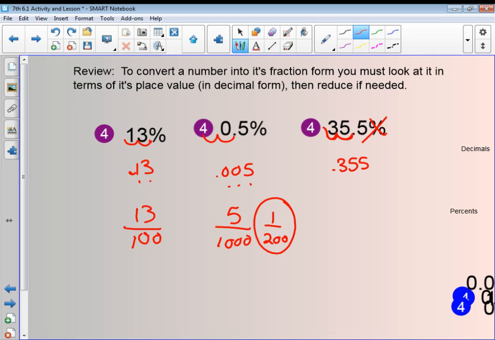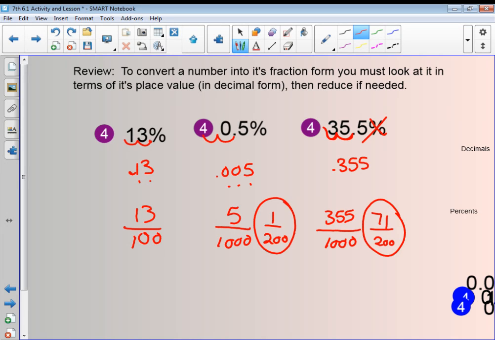And then I would read that as 355 over 1,000 because there's 3 places behind there. Now that can reduce. Once again, for sure, 5 would go into both of those, and it may reduce further, but we'll start off. So 355 divided by 5, well, there's 20, 40, 60 in my 300, and then 11 more would give me 71 over 200 reduced. And yes, you could use a calculator to help you with your reduction.